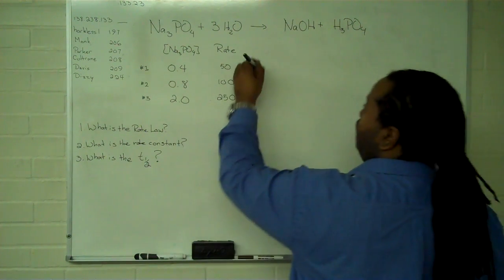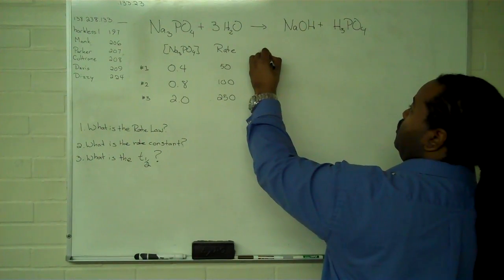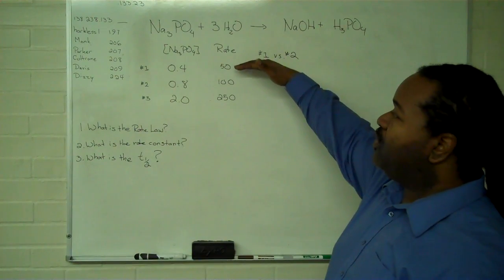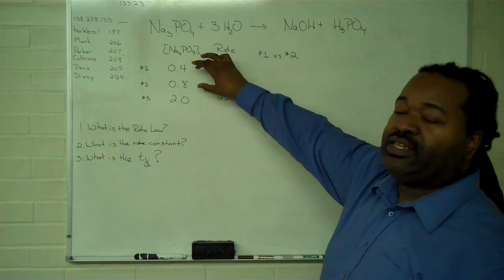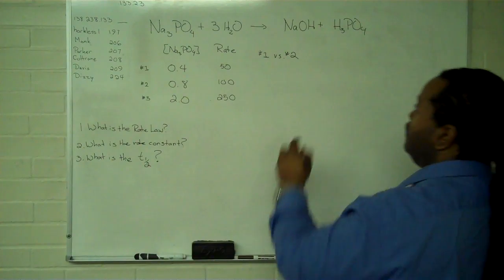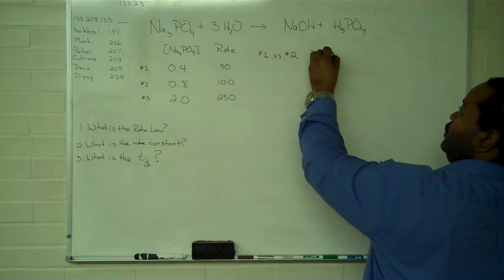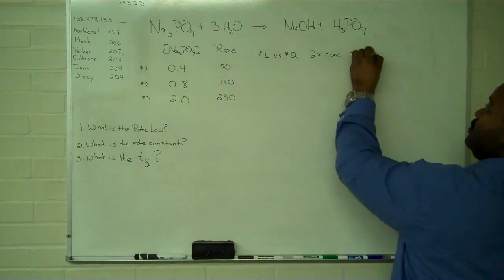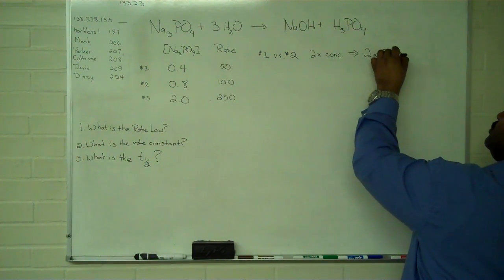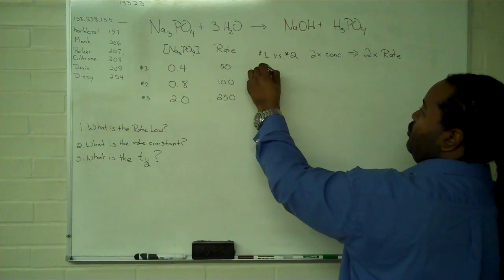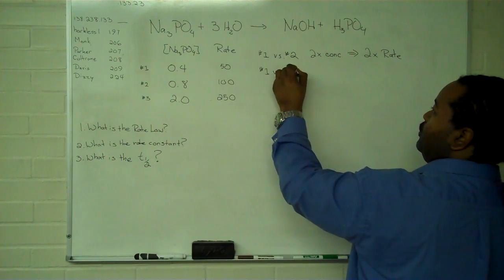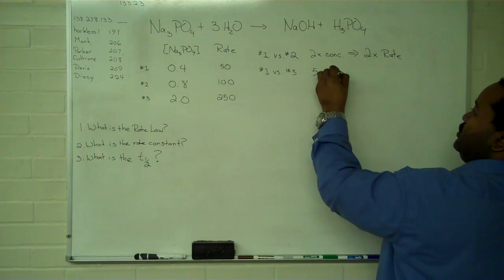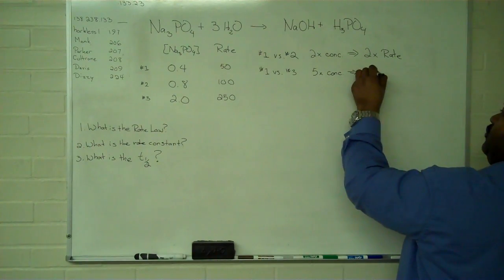So, by the method of initial rates, we want to compare our reactions. If we look at trial 1 versus trial 2, what we notice is that there is a doubling in the concentration. So 2 times the concentration gives us 2 times the rate. And if we compare 1 and 3, we see a similar kind of relationship in that 5 times the concentration results in a change of 5 times the rate.